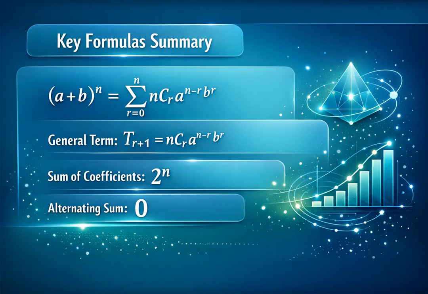Key formulas to remember. (a plus b) to the n equals the sum from r equals 0 to n of nCr times a to the n minus r times b to the r. The general term is t subscript r plus 1 equals nCr times a to the n minus r times b to the r. The sum of all coefficients equals 2 to the n. The alternating sum equals 0.